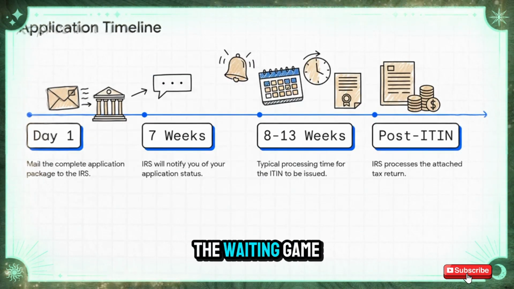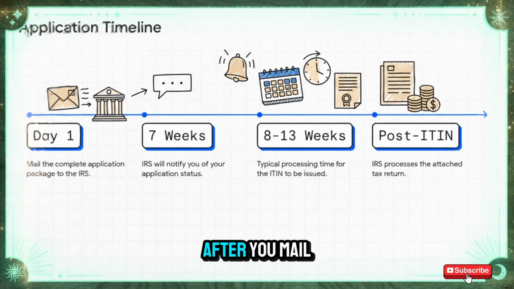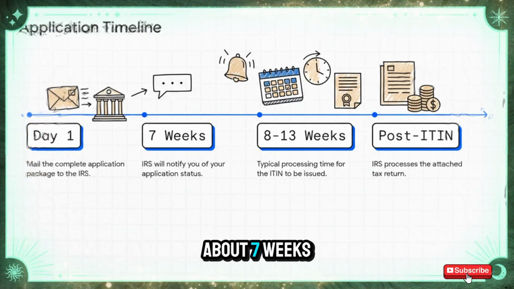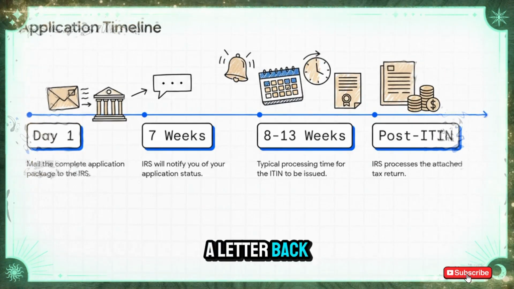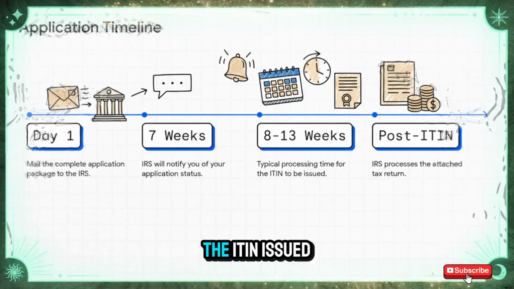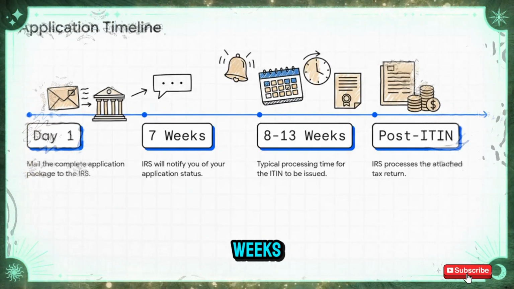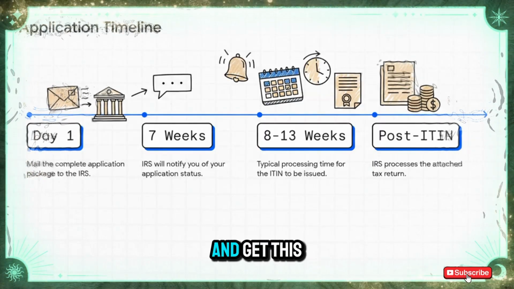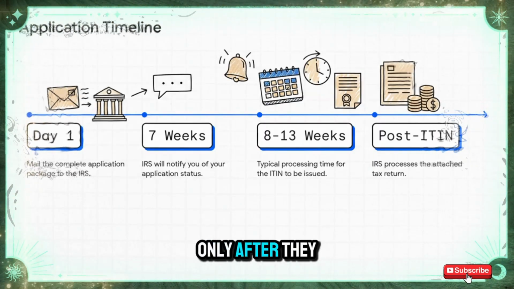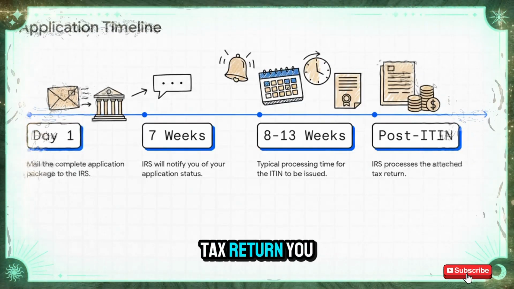And now for the waiting game. You have to be patient with this process. After you mail everything, it can take about 7 weeks just to get a letter back saying they received it. The total time to actually get the ITIN issued is often between 8 and 13 weeks, sometimes even longer. And get this, only after they issue the ITIN will they finally start processing the tax return you sent along with it.